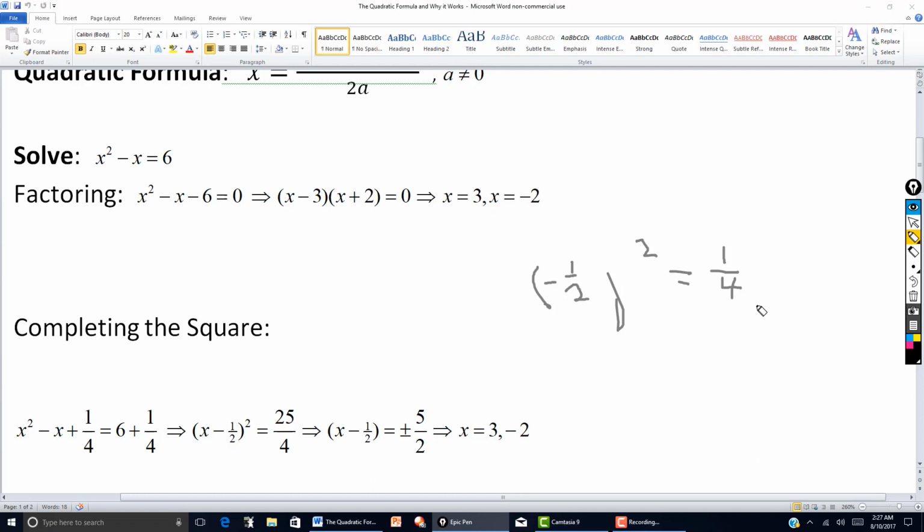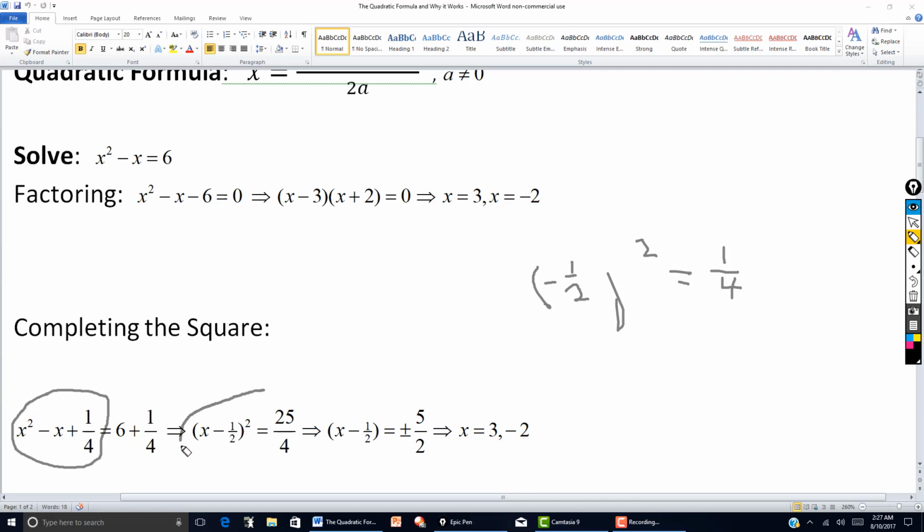So adding the 1/4 is where this comes from. But in order to keep this legal or balanced, I have to add the 1/4 to the other side. So 6 added to the 1/4 is 25 over 4. As a result of adding that 1/4, this satisfies the property of a perfect square trinomial: the coefficient of the lead term, x squared, is 1, and the third term is the square of half the middle term. So this factors into (x minus 1/2) squared. Now this is what we want.